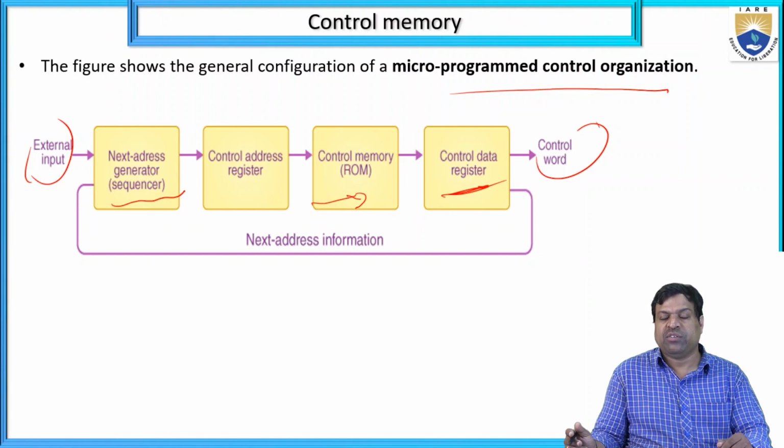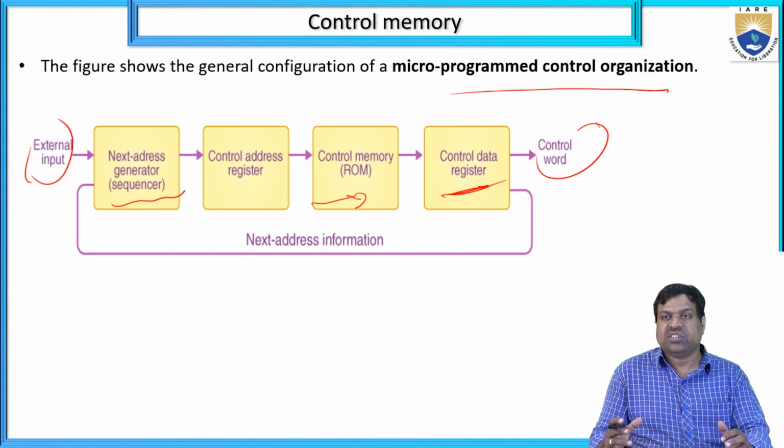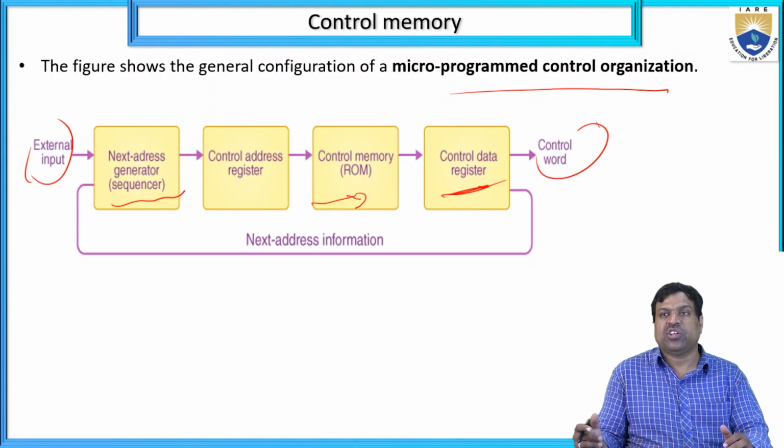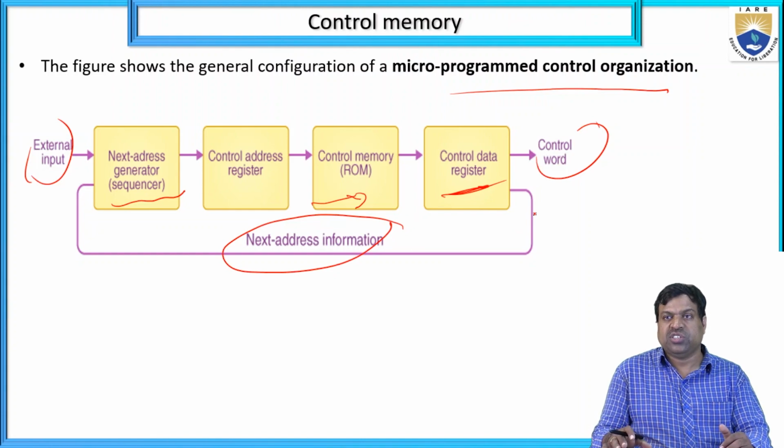Yes, we have to get it. Otherwise, we have to store the data and wait for another data, and then attach or transfer the data to another block. That is a control word. It is the next address information. Next address means this data is completed, so I am waiting for the next address. So, next address information.